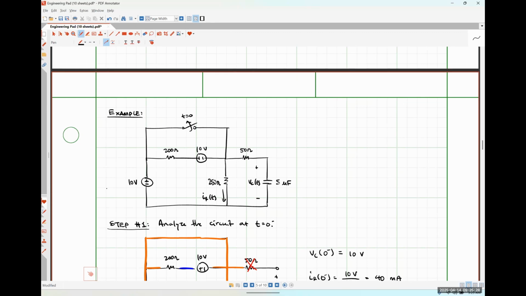For what it's worth, in the problem statement on your homeworks and definitely on the exams, I usually write it out so that there's no ambiguity. I'll say the switch is closed for a long time before opening at t is equal to 0, or something like that, so that it's very obvious what you're supposed to be doing.